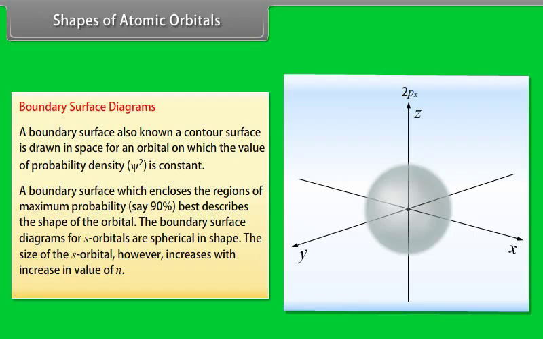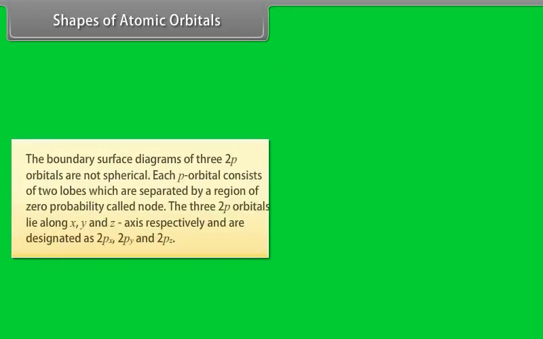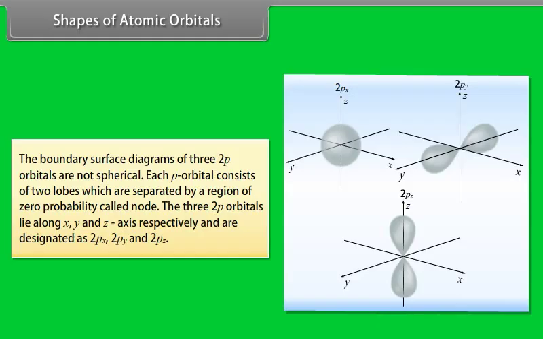The boundary surface diagrams for s orbitals are spherical in shape. The size of the s orbital, however, increases with increase in value of n. The boundary surface diagrams of the three 2p orbitals are not spherical. Each p orbital consists of two lobes which are separated by a region of zero probability called a node. The three 2p orbitals lie along x, y and z axes respectively and are designated as 2px, 2py and 2pz.